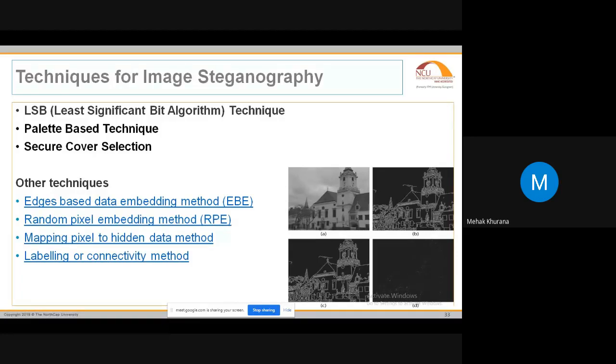Similarly, there are different methods, like random pixel embedding method and mapping pixel. So we are going to map the pixels. We are going to identify the intensity of the image. Like on the left hand side, you can see the left image. There is a place where we have similar colors, and we can hide the data inside those intensities. Next, sir, please.